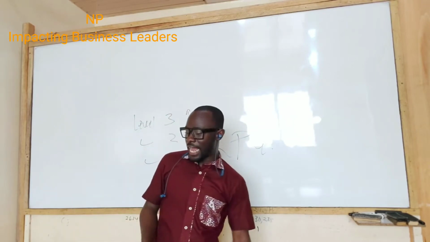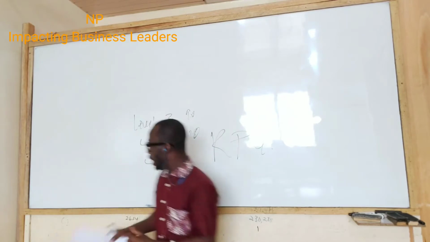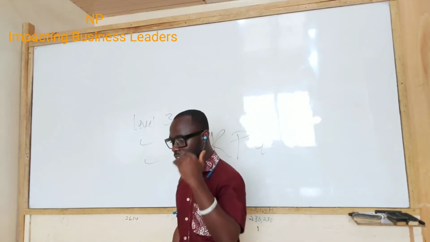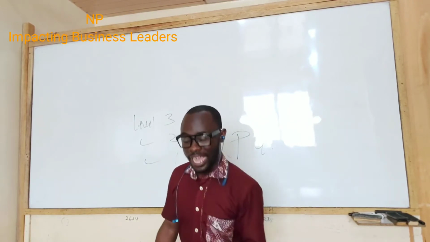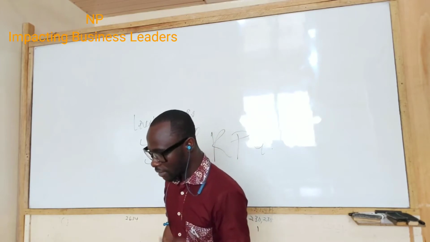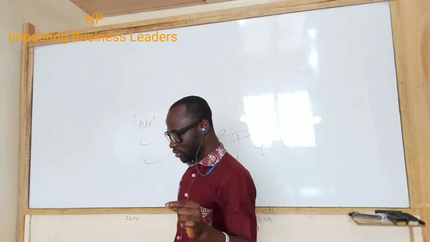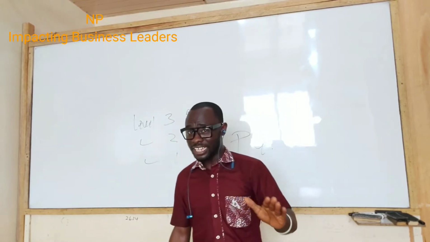Then level 1. Level 1 means having a general knowledge with a basic understanding. So let's build it up. Level 1 means having general knowledge, basic understanding. Level 2 means having a working knowledge with broader understanding. Level 3 means having a thorough knowledge with solid understanding. Okay, so that is the grading.